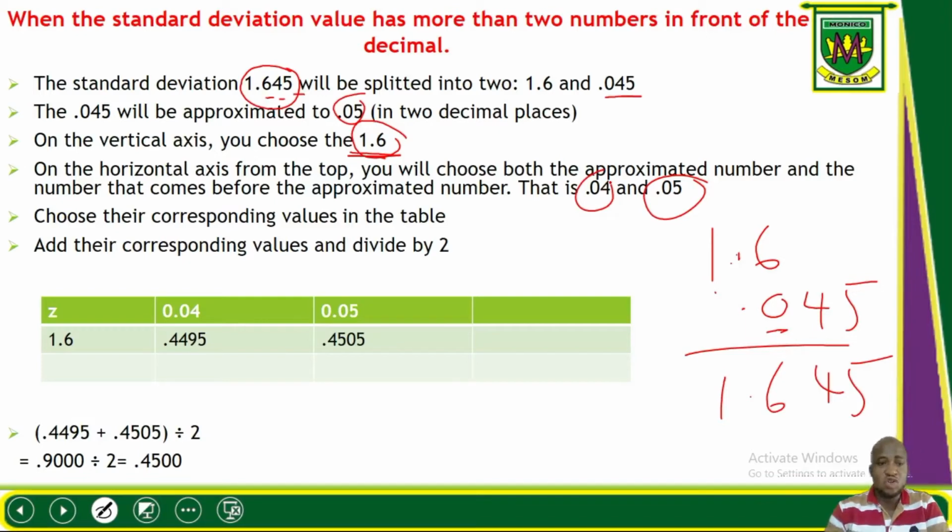The next step is to choose their corresponding values in the table. Then the last stage is to add their corresponding values and divide by 2. So now let's go to the table and see how we can do this.